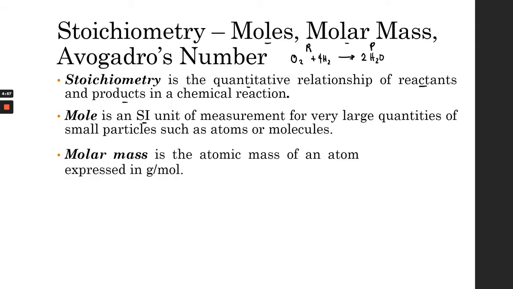Next, let's talk about molar mass. Molar mass is the atomic mass of an atom expressed in grams per mole. So what is atomic mass? Let's say if you look at the periodic table, you would always see two numbers on each element. Here's carbon. You would see a number on top of the carbon, and then you would see a number at the bottom. The top one, the atomic number, is basically the number of protons. Atomic number is actually the number of protons that the element has.